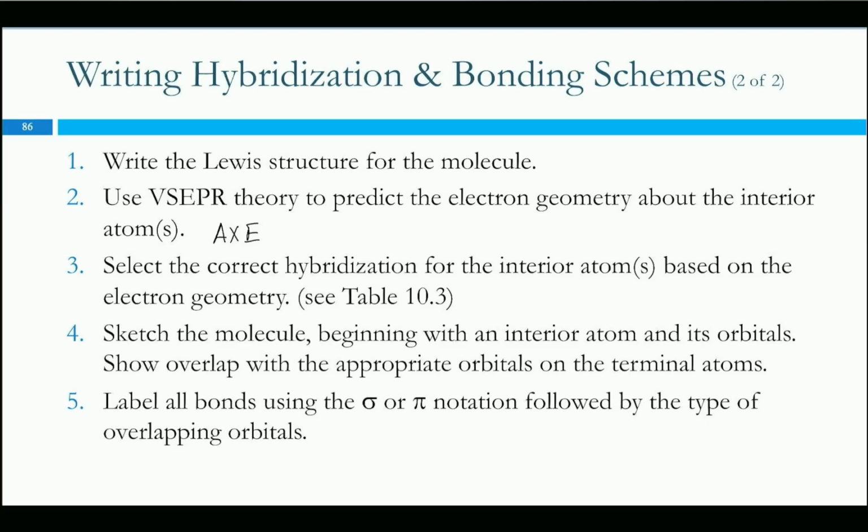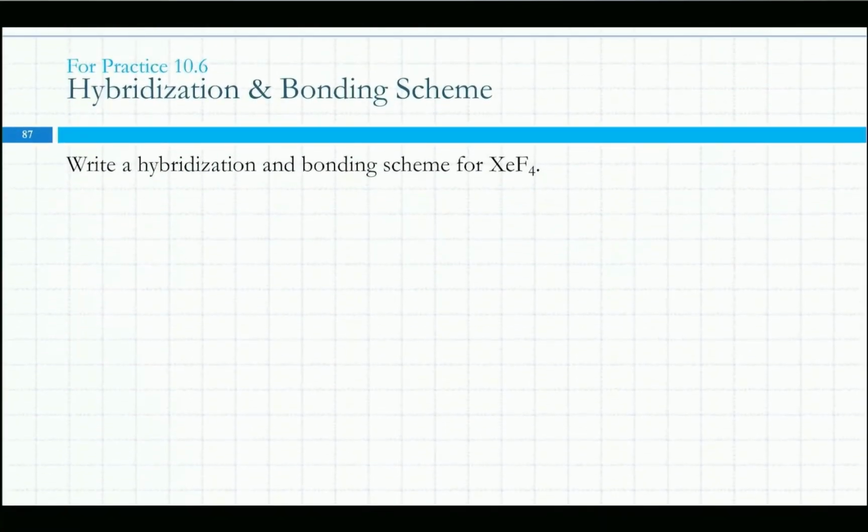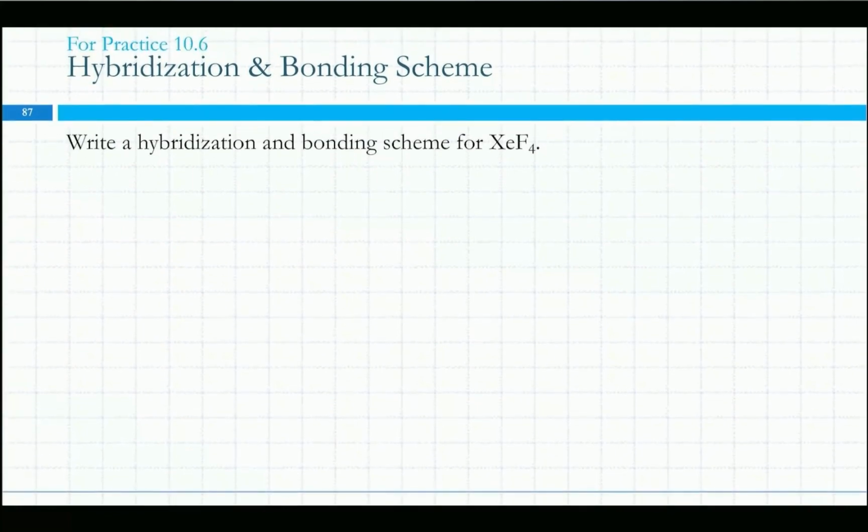And then you select the correct hybridization for the interior atom based on the electron geometry. And then you could sketch the model beginning with the interior atom, orbitals. I'm not going to have you draw those because they just get too messy. But what I do want to practice here is these bonding schemes in terms of what orbitals are being used and how those line up with the structures. So xenon tetrafluoride, XeF4.